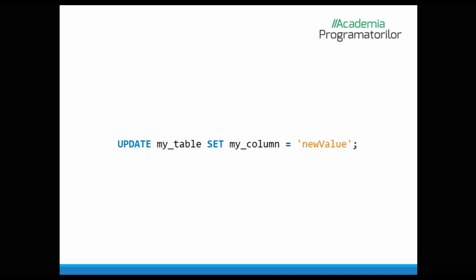We will write update, the name of the table, then we will write the keyword set. This is followed by the name of the column whose values we want to change, equal to the new value. This query will update all the entries in our table to the value new value in the My column.